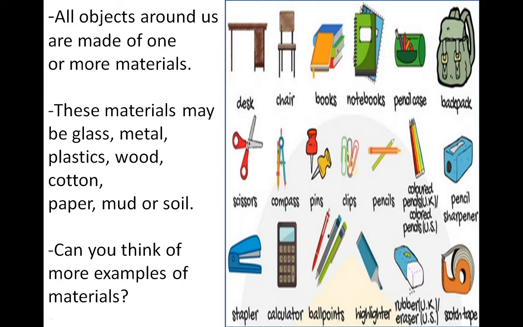Don't confuse between objects and materials. Materials means the thing from which your objects are prepared, like glass, like metal, plastic. Plastic is a material. Your compass is made up of plastic. So compass is the object and plastic is your material. Understood?